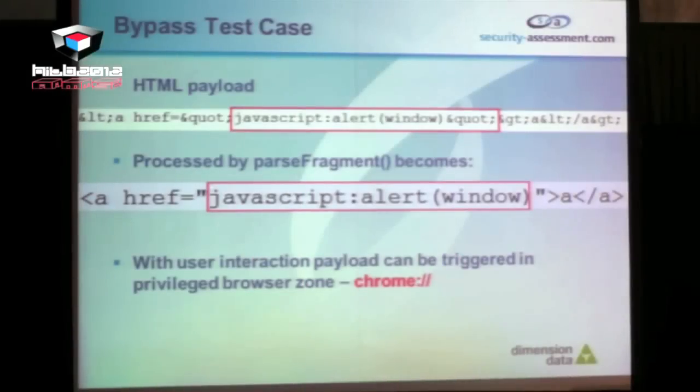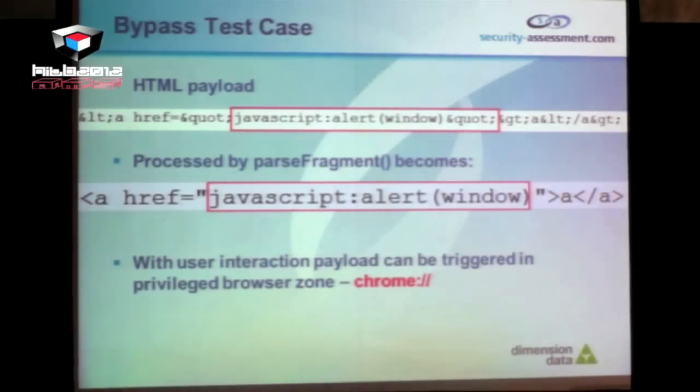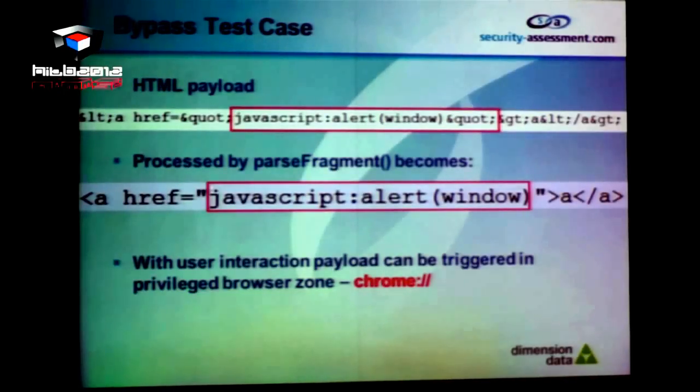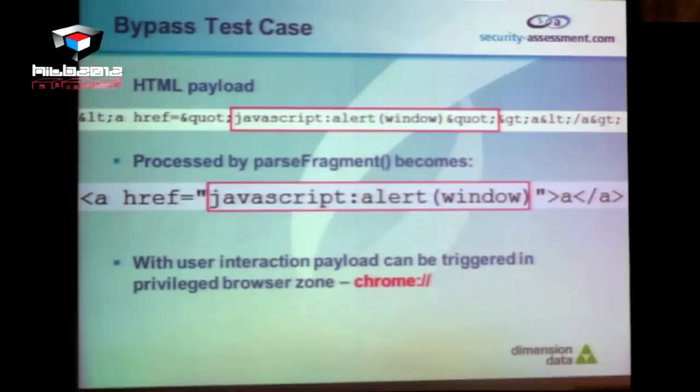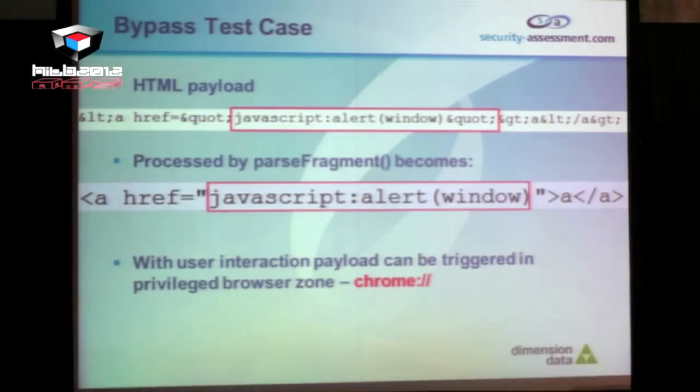But then I found a different variation of the payload. Instead of putting a straight script inside the HTML payload, I said, what if we have JavaScript in the href attribute, for instance? Is that stripped out? Is that filtered? And what I found is that it's not stripped out. That's quite interesting because if you have that kind of condition, then if the user clicks on that link, the JavaScript which is there will be executed in the Firefox Chrome zone. And then again, you can get code execution.